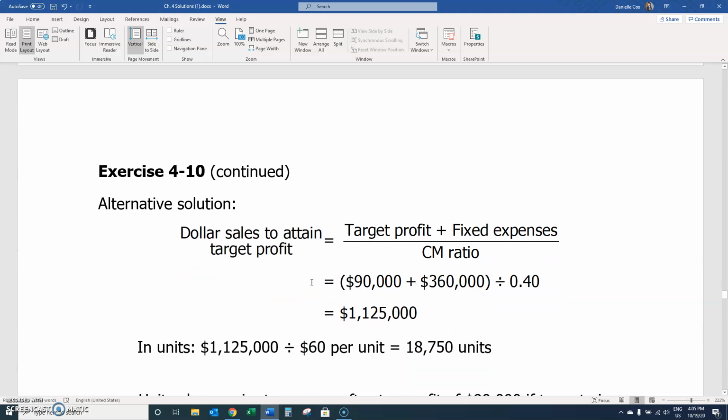Or, again, we can do it like above, and we can work out the dollar sales first. So again, it's the same thing on top, target profit plus your fixed expenses, but now you're going to divide by the contribution margin ratio of 0.4. You're going to get the amount of sales first, and then you're going to divide the sales by how much each one is sold for, $60, to find out the total number of units.